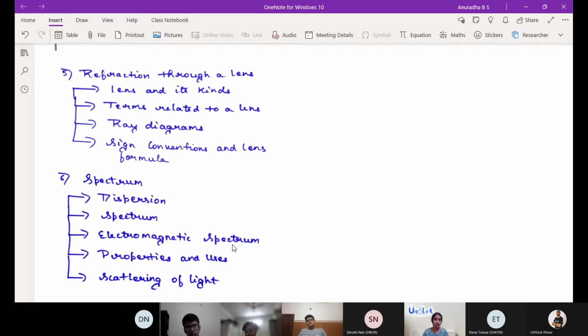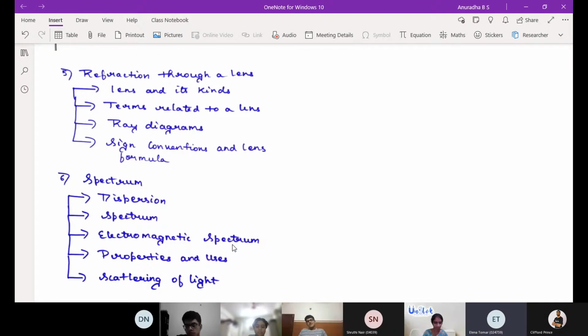So next is about spectrum. This is a new kind of thing which is added. You didn't have anything in your ninth about spectrum. Dispersion is nothing but splitting of light, how a white light gets split. About that you will learn. And electromagnetic spectrum, you would have heard about electromagnetic waves, right? Can electromagnetic waves travel in a vacuum?